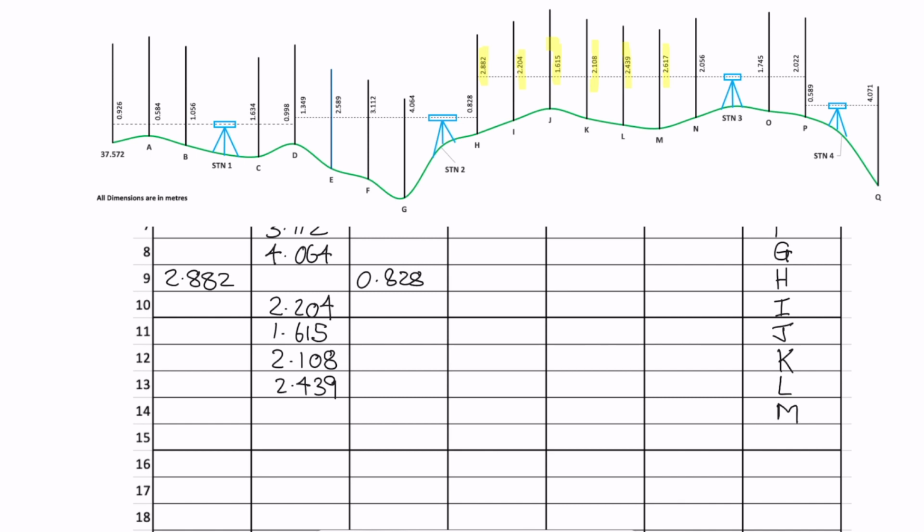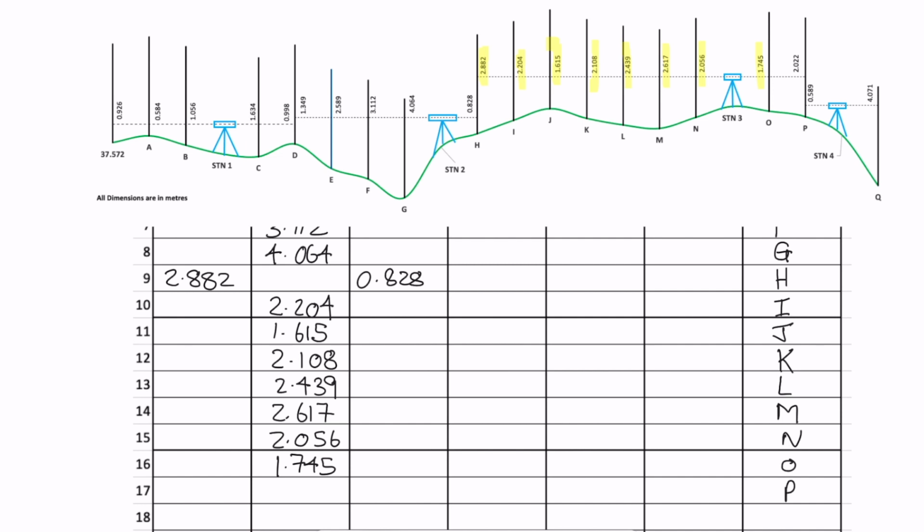Its reading is also an intermediate reading, 2.617. Next one, point N. It is also an intermediate reading, 2.056. Next reading is point O. Again, it is also an intermediate reading, 1.745. After O is point P.